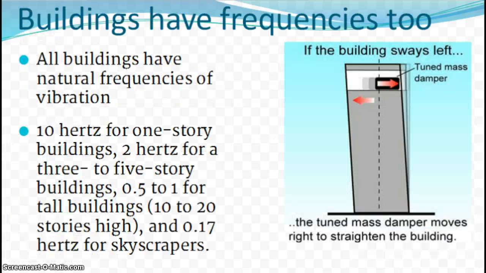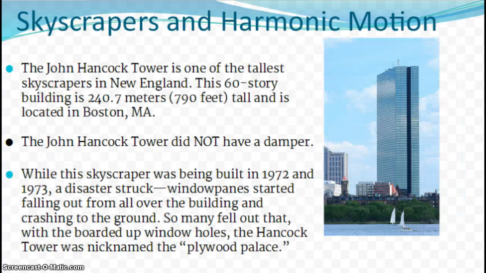Buildings have natural frequencies as well. All buildings have natural frequencies. Several buildings have what's called a damper in here. So as the building begins to oscillate, particularly in areas that are earthquake prone, as the building sways this way, the damper actually stays here and it helps counterbalance the oscillation of the actual building itself. Here's a picture of the John Hancock Tower in New England, in this case Boston, Massachusetts. It did not have a damper, and in 1972 or 73.